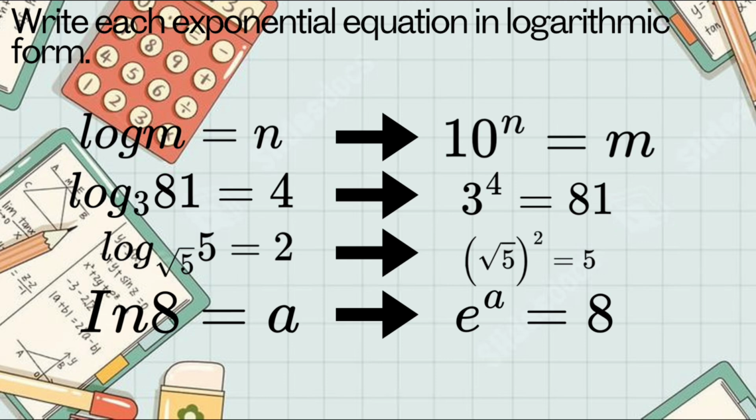Next example, we have log 81 to the base 3 is equal to 4, and the exponential equation is 3 raised to 4 is equal to 81. We also have log 5 to the base square root of 5 is equal to 2, and the exponential equation is square root of 5 raised to 2 is equal to 5. Another one, ln 8 is equal to a. The exponential equation is e raised to a is equal to 8.